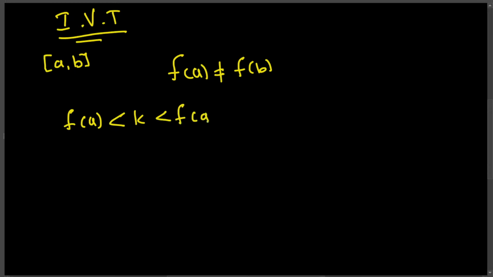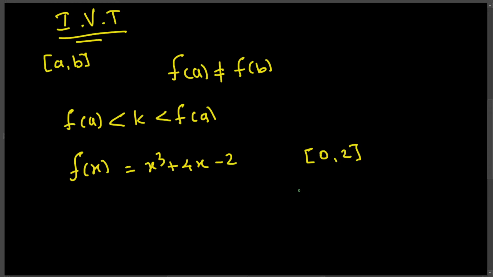Now let's look at some examples on that. Let's look at this first example. Let's say we have f of x function given that is equal to x cubed plus 4x minus 2, and we have 2 points given, 0 and 2.